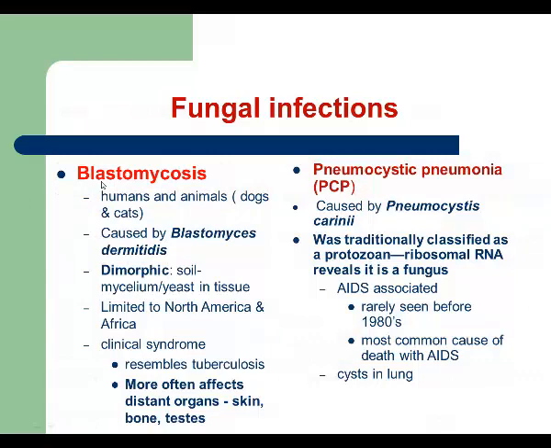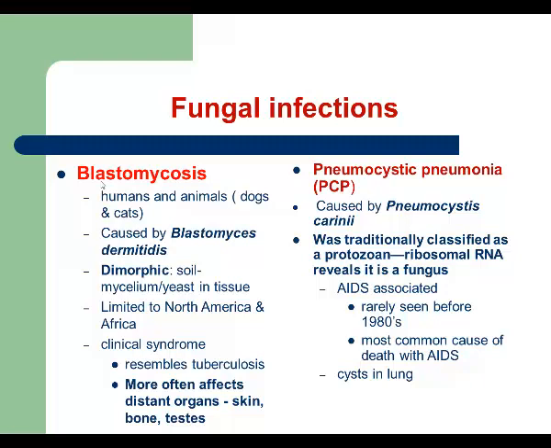The next fungal infection is blastomycosis. Blastomycosis is a fungal infection that affects humans and animals. It is a yeast, and the most common form that usually affects animals and humans will be the cutaneous form. Usually patients develop wart-like lesions on the surface of the skin. But for immunocompromised patients, again, this infection goes systemic. Patients develop tuberculosis-like symptoms, and for them, this infection can be deadly.